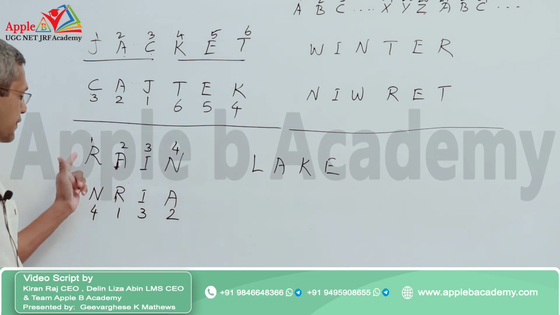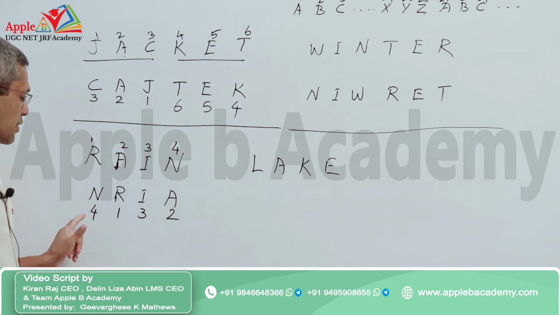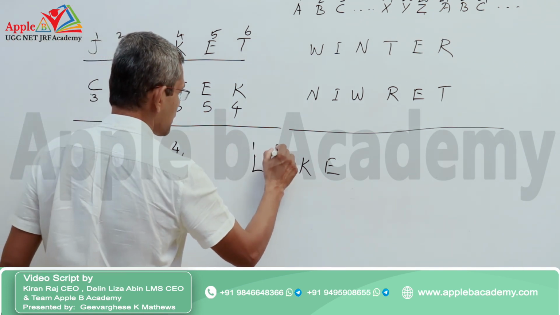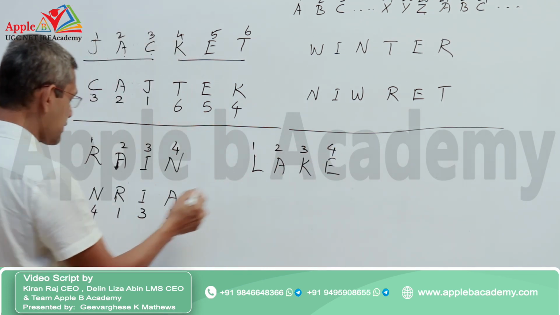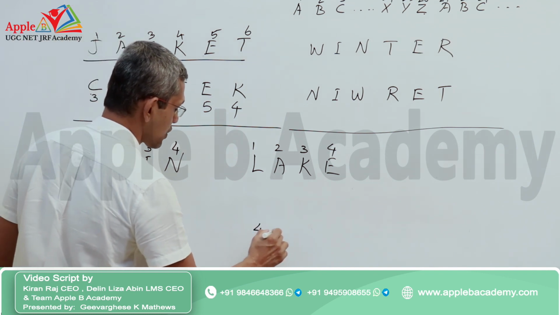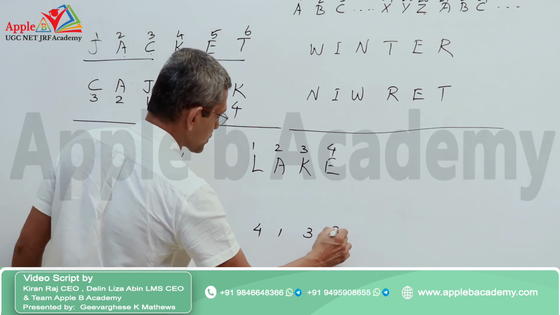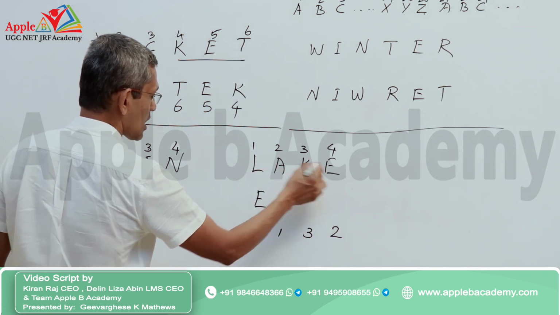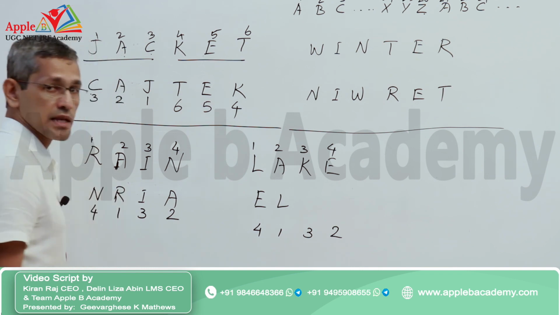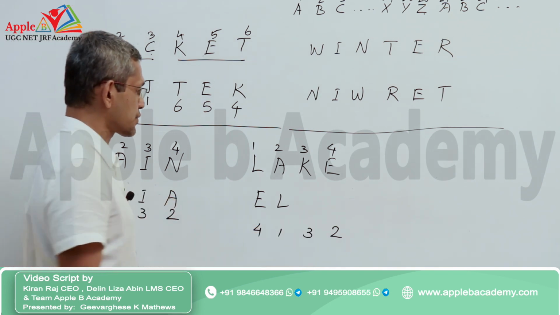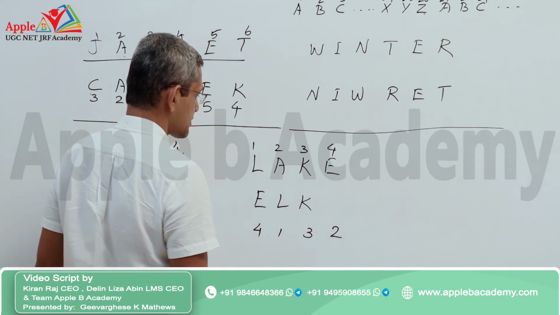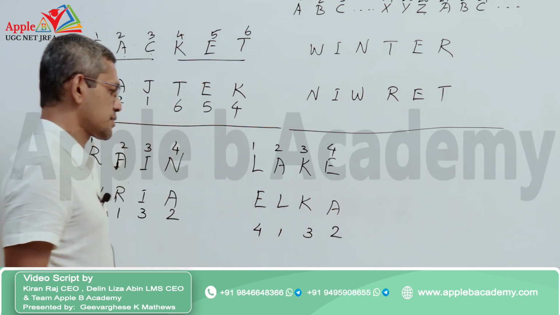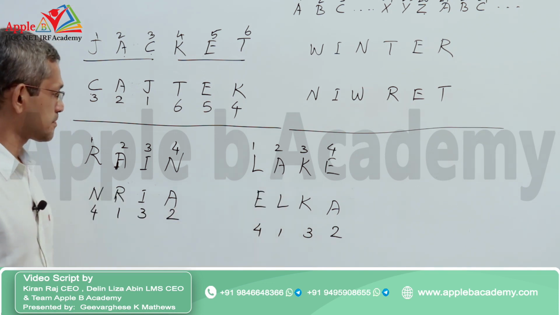So if rain is coded as 4132, then lake must be coded the same way. Positions 1, 2, 3, 4, the code must be 4, 1, 3, 2. So 4 is what? E. The last letter and the first letter, EL. And 3 and 2. So 3 is what? K. And A is 2. So ELKA.